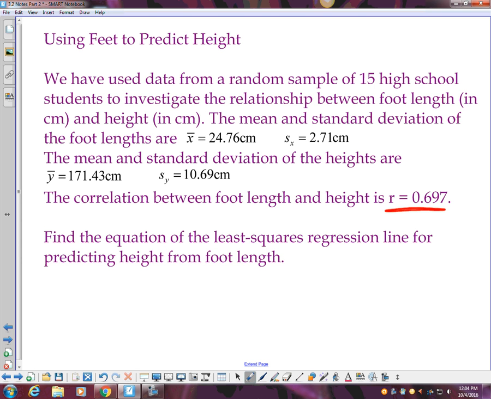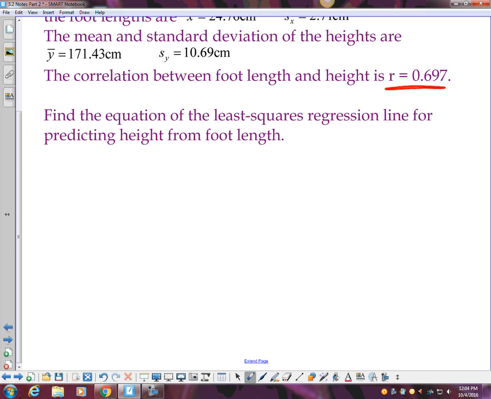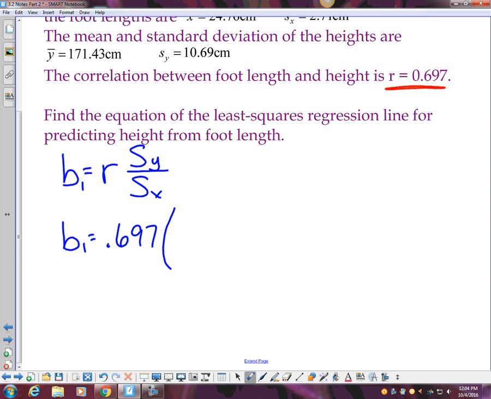It says find the equation of the least squares regression line for predicting height from foot length. Okay, so if I write out my formulas, I've got my slope, which is b sub 1, equals r times the standard deviation of y's over the standard deviation of x's. So b sub 1 equals, see my r is 0.697, standard deviation of my y's 10.69, standard deviation of my x's 2.71. Okay, when I type that into my calculator, I get 2.75.